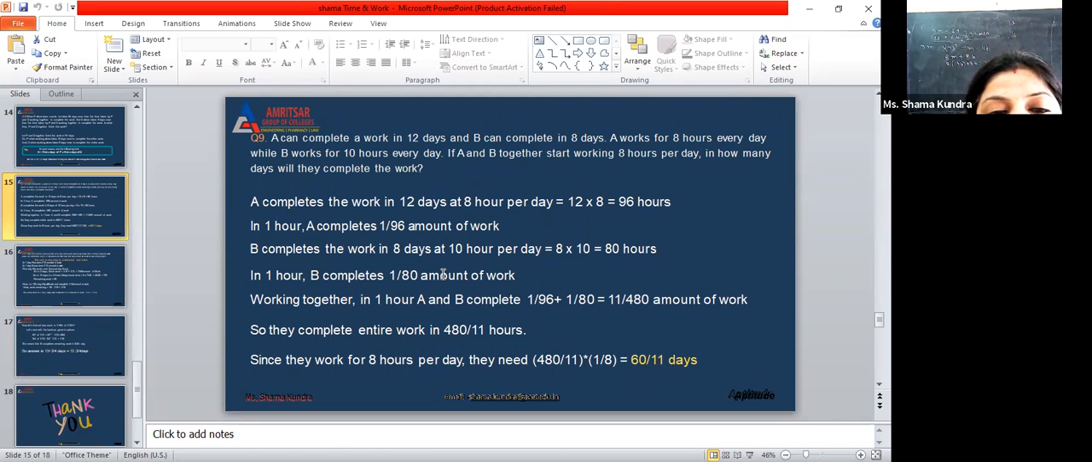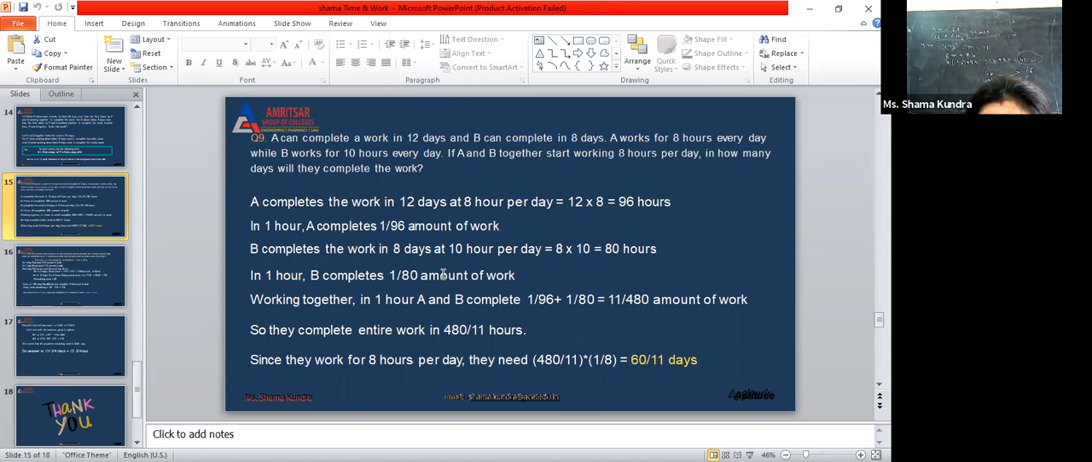Every day, A and B are working for 8 hours, so in how many days will A and B complete the work? That is nothing but 96 into 80 upon 176 upon 8, because it is 8 hours every day. So the number of days is 96 into 80 upon 176 into 8, which comes to 60 upon 11. So 60 upon 11 days are taken by A and B.